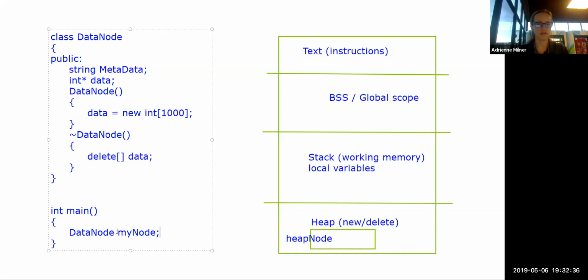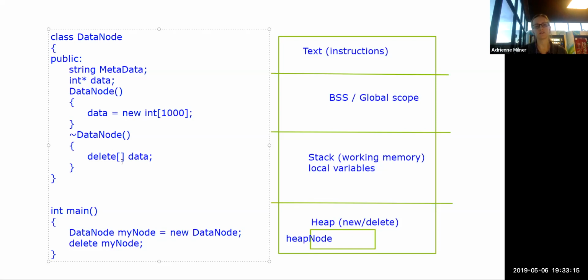If I create my data node and it's on the heap, this will go ahead and create the data for data node and create the data array, new it, put it on the heap. Then when I call delete on my node, this delete on the data also gets called.